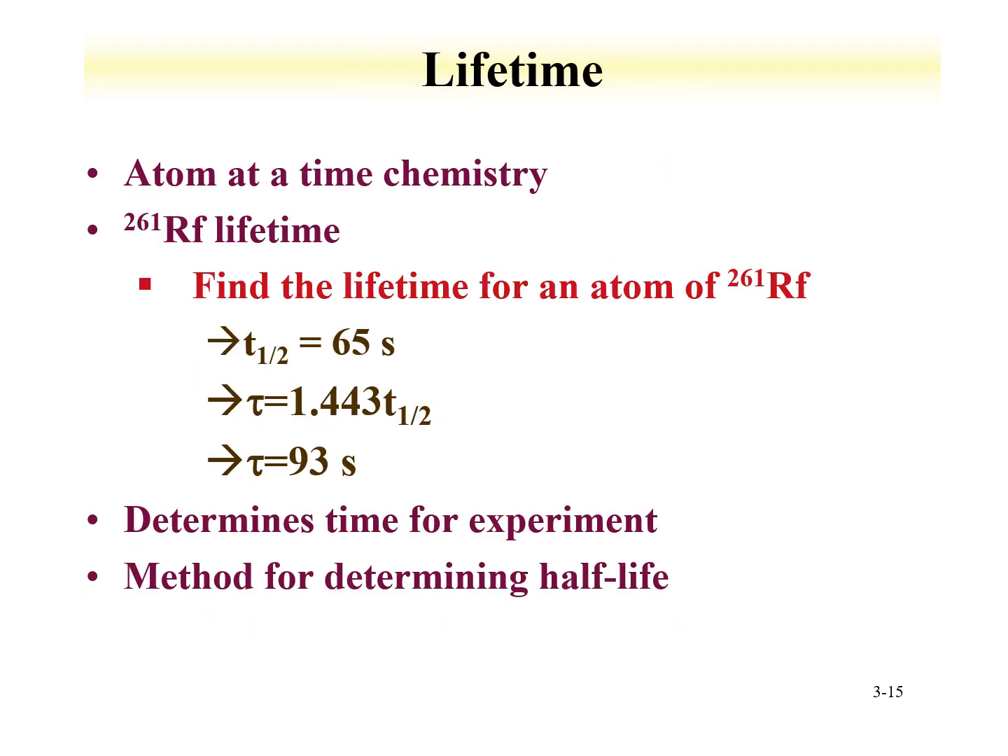So a final example of a calculation from the equations that we've covered in part 1 of this lecture is the lifetime. And let's look at an example of atom-at-a-time chemistry, Rutherfordium-261. What's the lifetime of this atom? Half-life is around 65 seconds. So 65 times 1.44 is 93 seconds. And this we use to determine the time for an experiment.